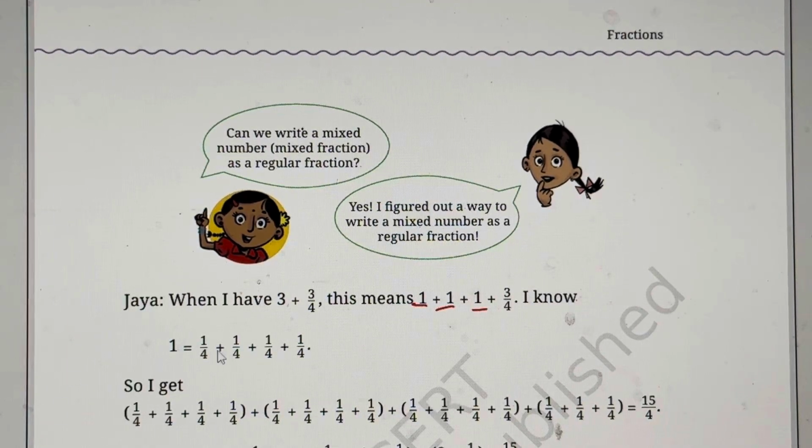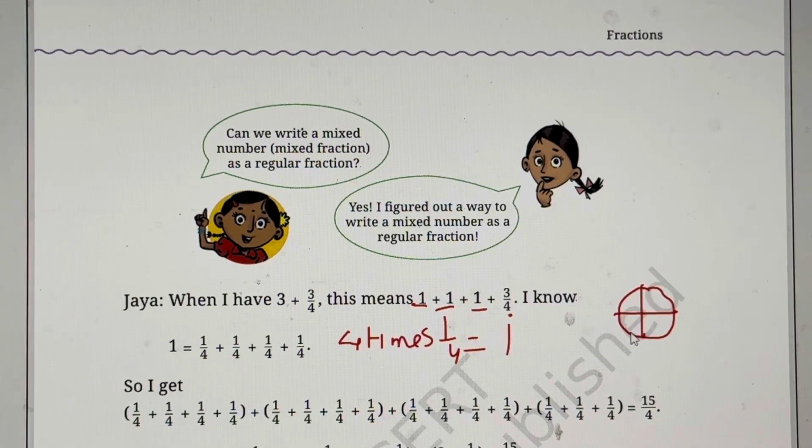3 is 1 plus 1 plus 1, right? 3 wholes plus 3 upon 4. Now what is 1? If the denominator is 4, then 1 is 4 times 1 upon 4. 4 times 1 upon 4 is 1, right? If I show you with the help of a picture, I divided this chapati into 4 parts. So each is 1 upon 4. Ignore this, the parts should be equal. So 1 upon 4 is how many times? 4 times. So 4 times 1 upon 4 makes 1 whole. So what is done?